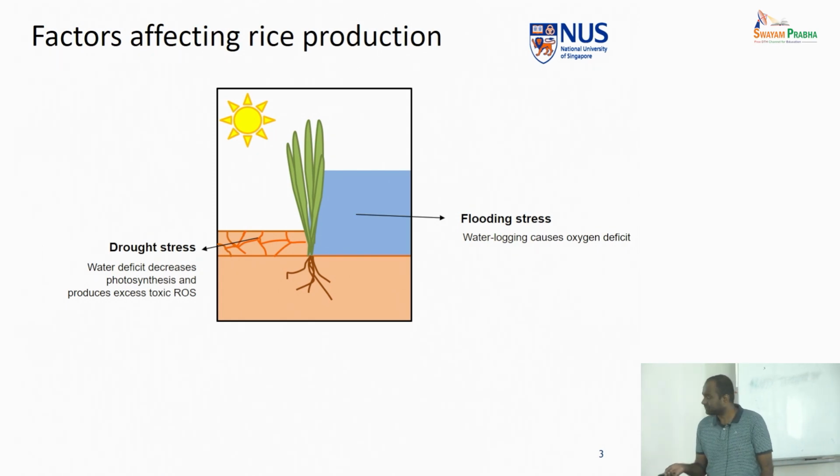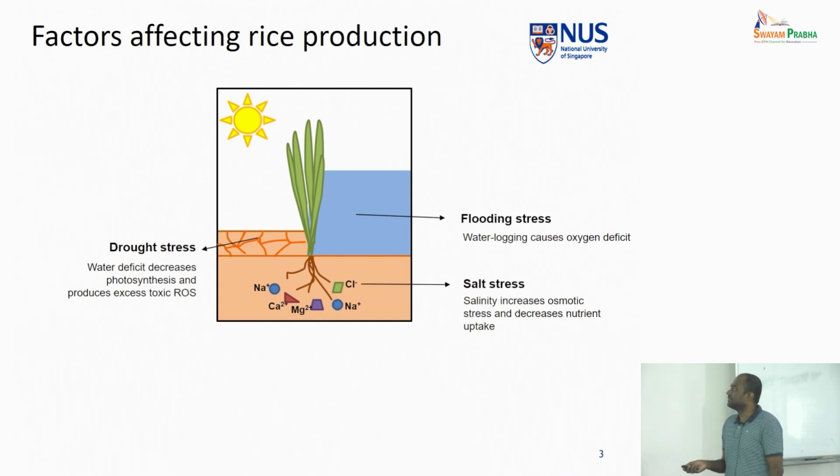And then the third kind of stress, which is also experienced by multiple cultivars of rice, is salinity stress, which is when there is a seawater mix or an increase in salinity in the soil. Then an osmotic environment builds up around the root, and this will ultimately decrease nutrient consumption.